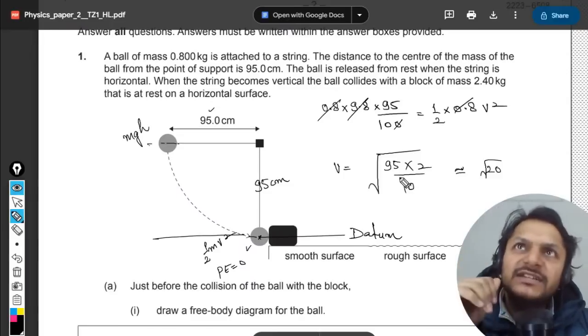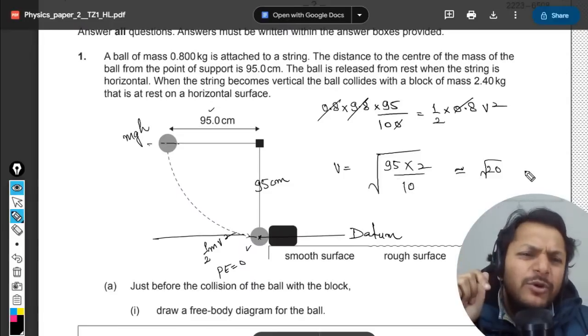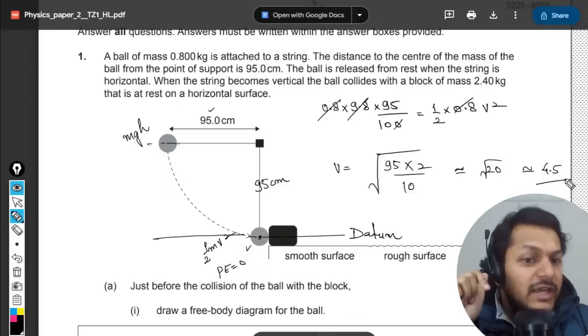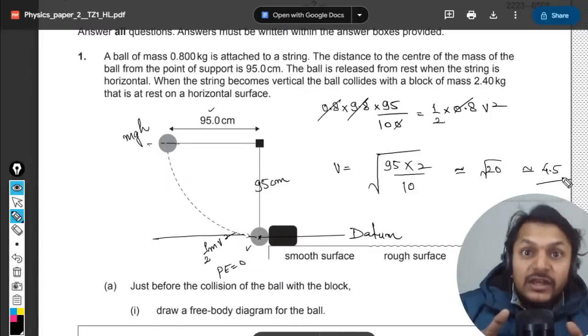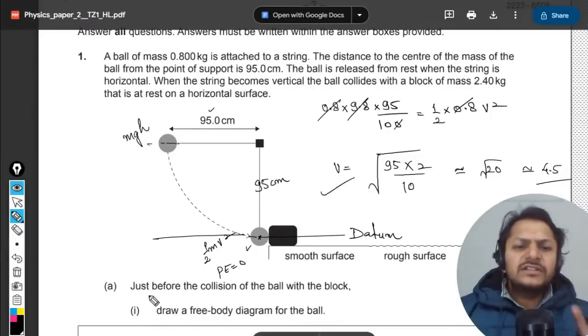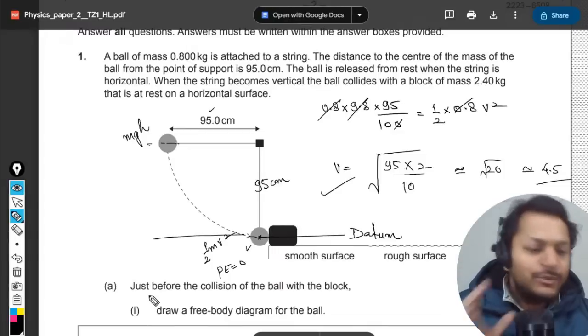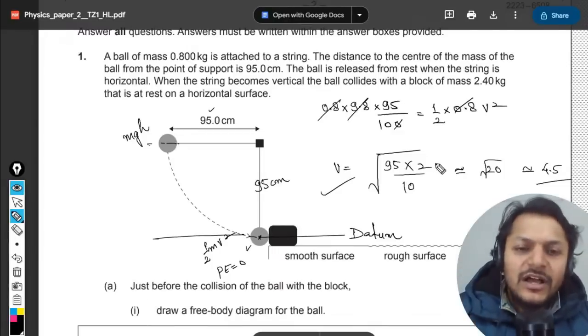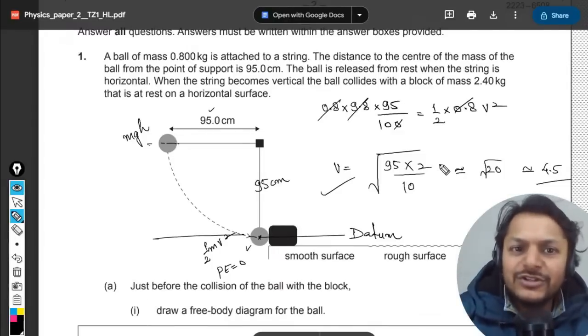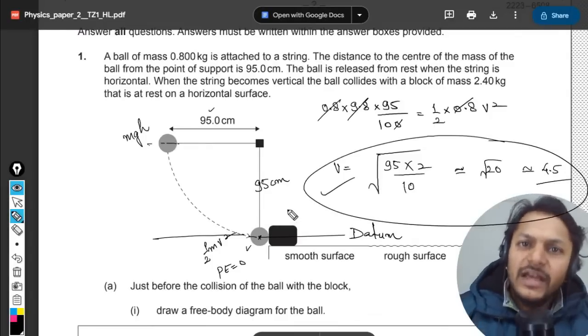So 4 squared is 16, 5 squared is 25, so it should be approximately equal to 4.5. Yeah, the answer is 4.3 to be specific. Anyways, this is all the approximate calculation that I'm just doing here because I don't presently have a calculator with me, to be honest. But otherwise also the calculation is not required.